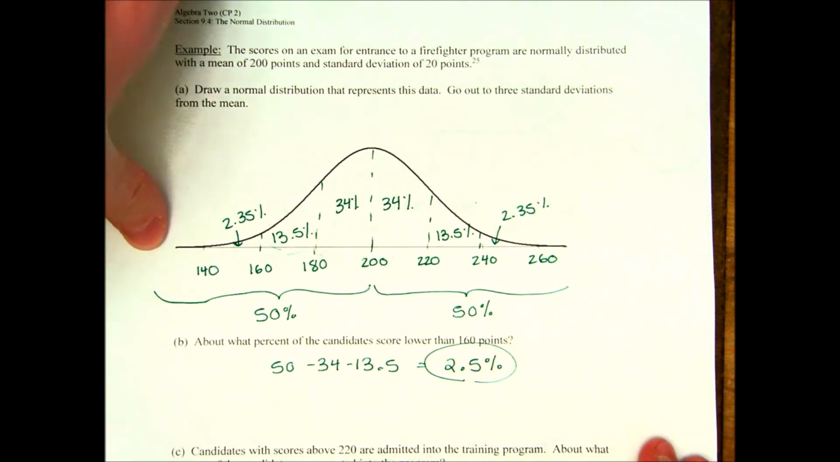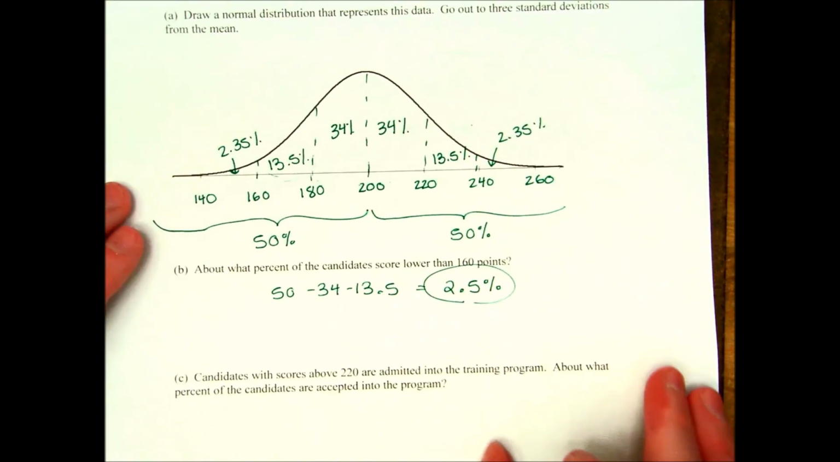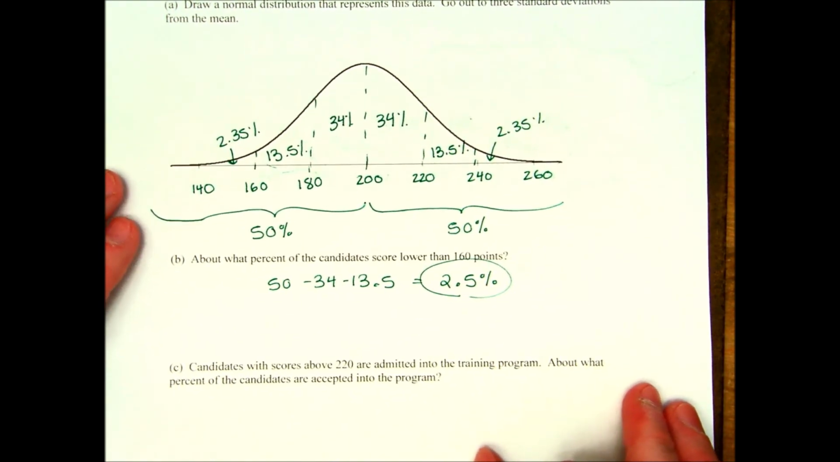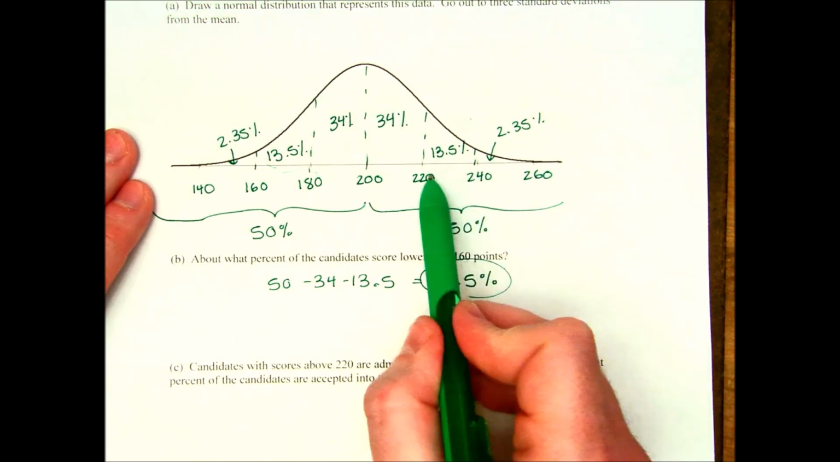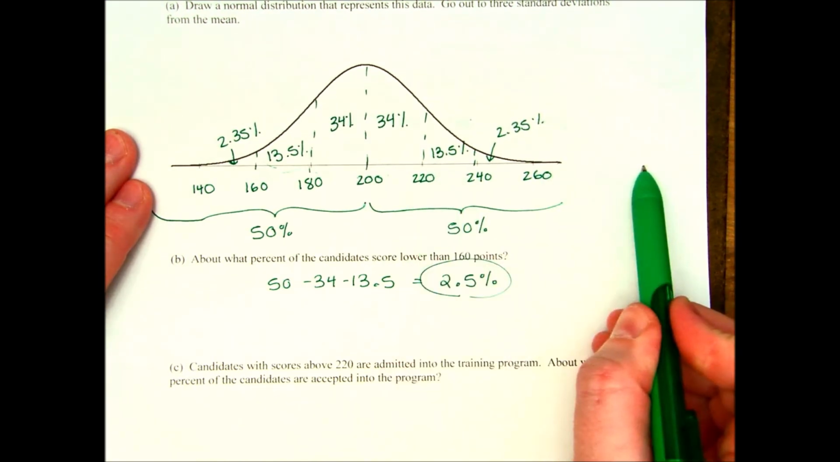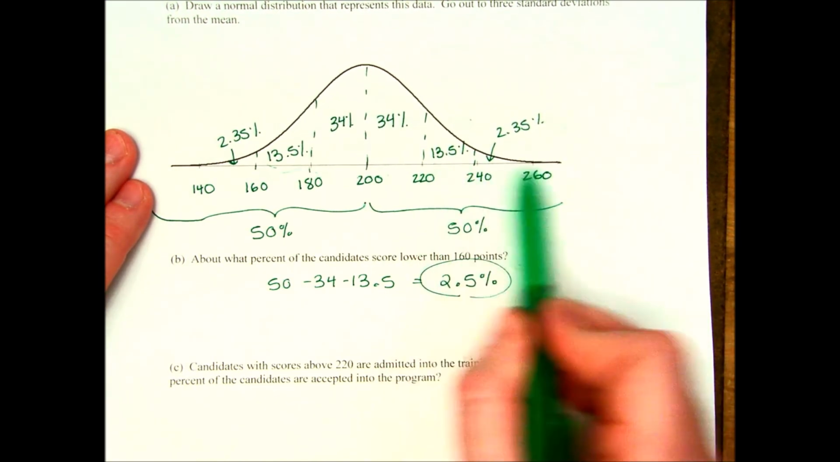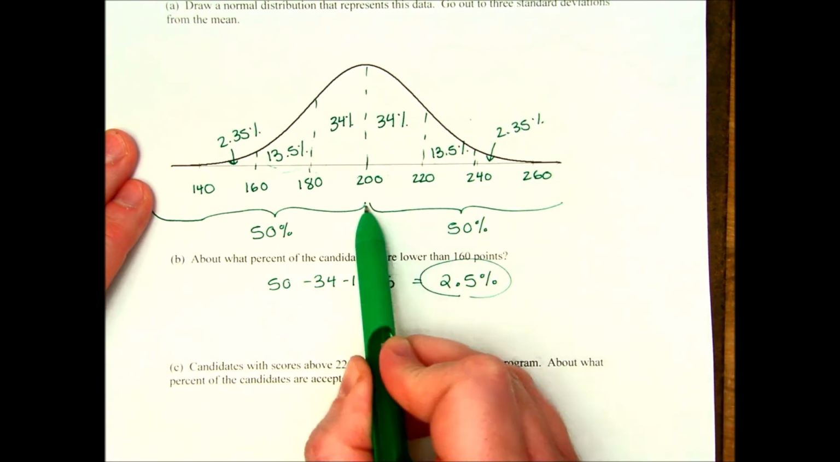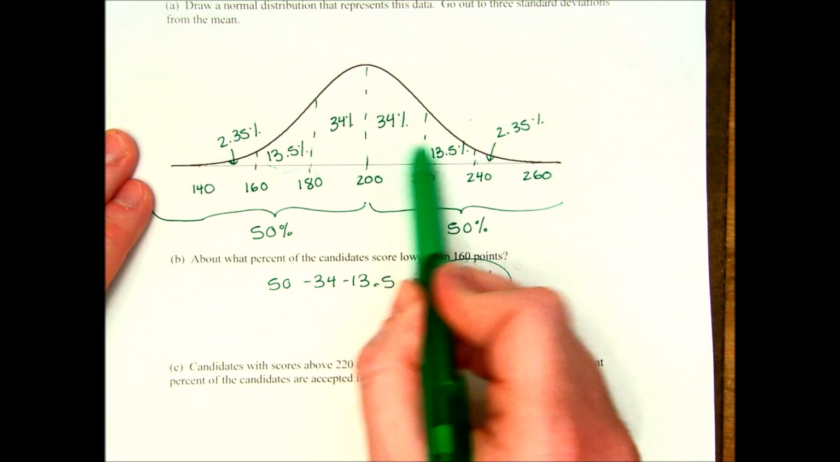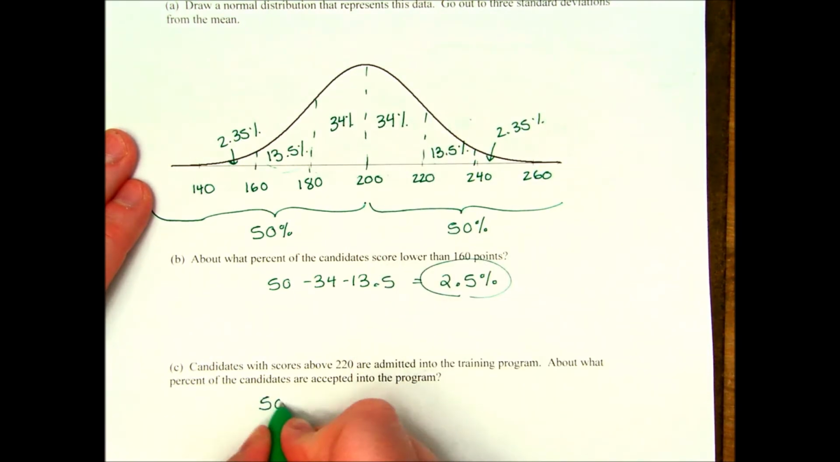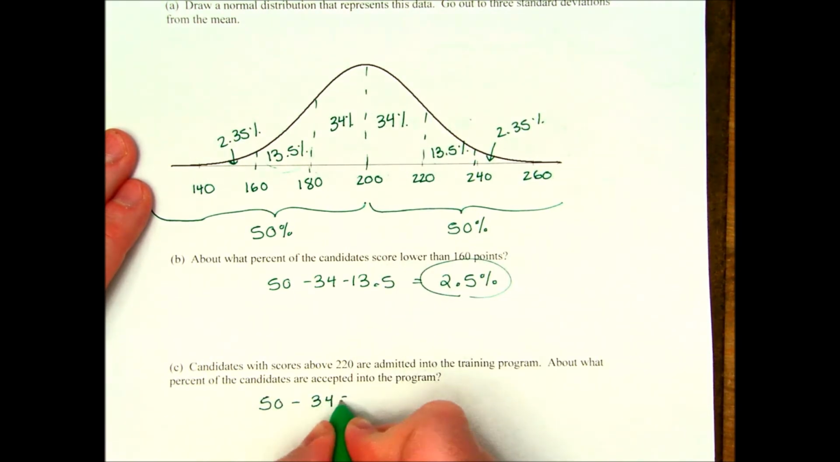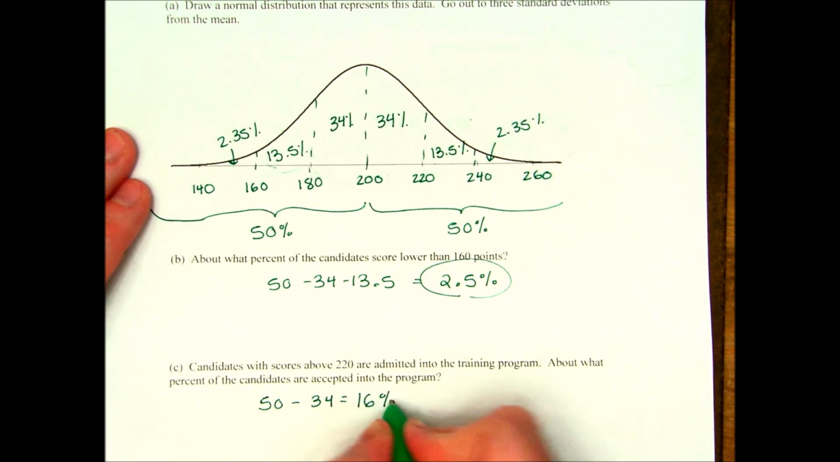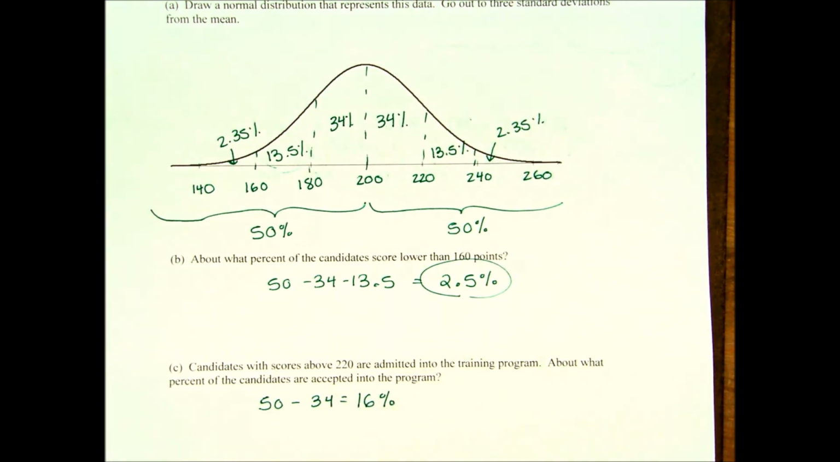Candidates with scores above 220 are admitted into the program. About what percent of the candidates are accepted into the program? Well, I want to know how many people are above 220. And again, I can't just add those two regions because there's a little bit of data over here with the really high scores. I can do this whole region of 50 minus that piece over there. 50 minus 34 is going to give me 16%. Push pause if you need more time here. Then there's one more example we're going to look at.